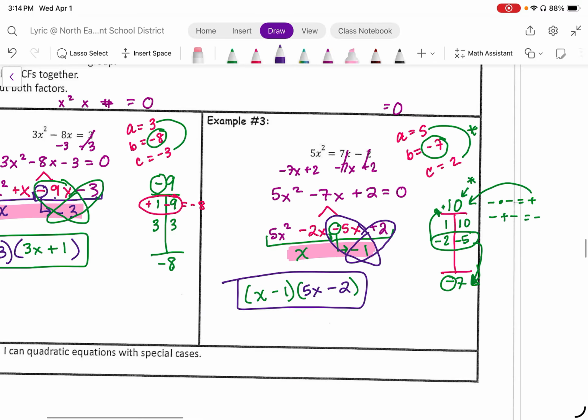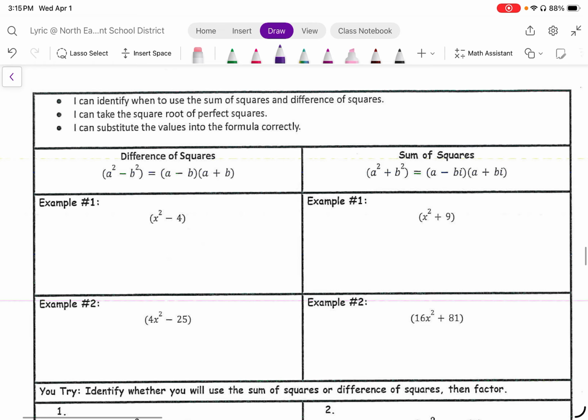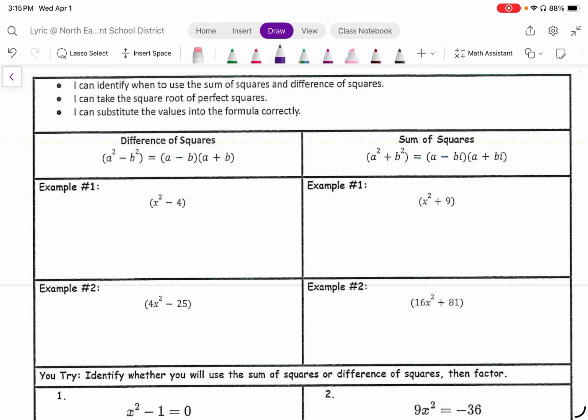Okay, now our next section says I can factor quadratic equations with special cases. Let's take a look at that. I can identify when to use the sum of squares and difference of squares. I can take the square root of perfect squares. I can substitute the values into the formula correctly.